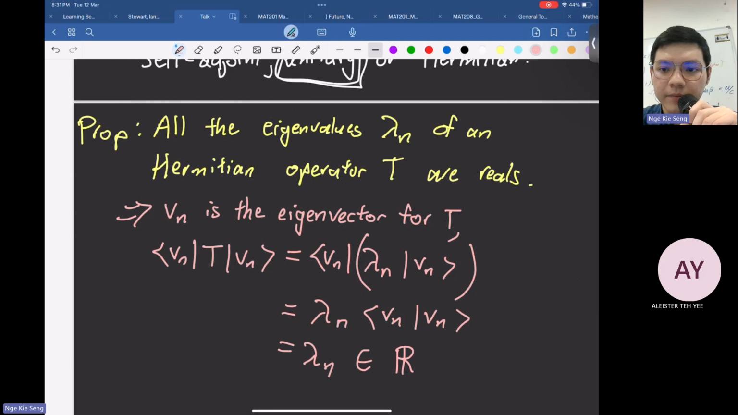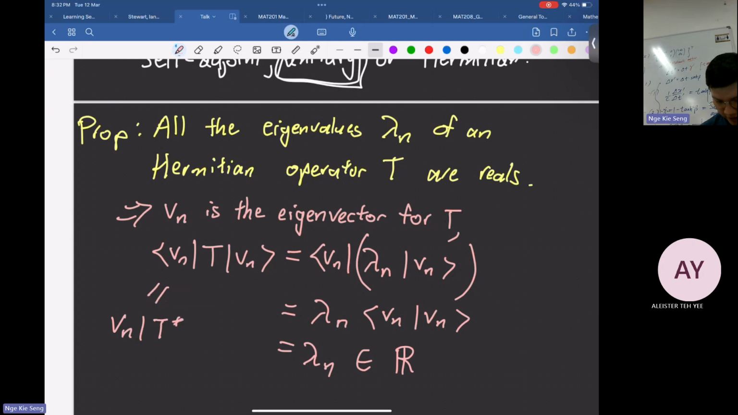Why is this true? And then how about this side? This side? How about this side here? This thing should be equal to Vn, T star Vn, right? Because this is a Hermitian operator.